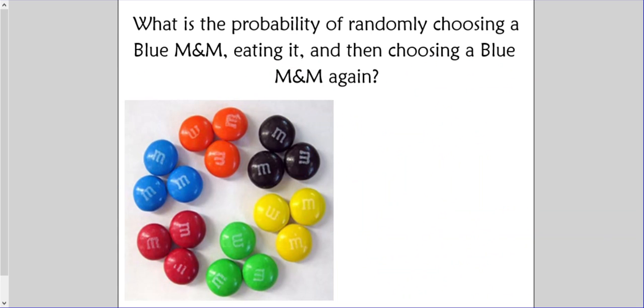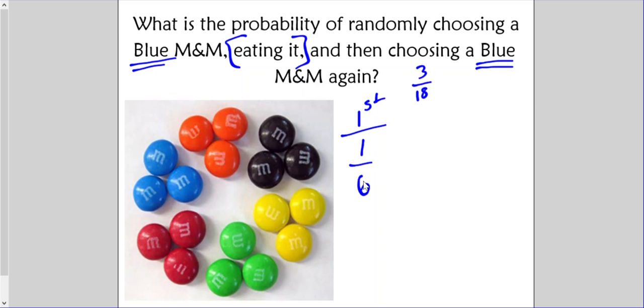The next problem, the only thing that I'm going to change here, I'm still choosing a blue, then choosing another blue. The only thing that I'm changing is that I'm eating it in between these 2 events. So the first one, that doesn't change. That's still 3 out of 18 or 1 out of 6.